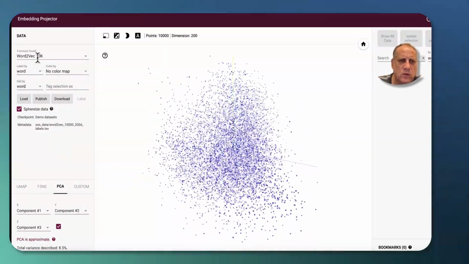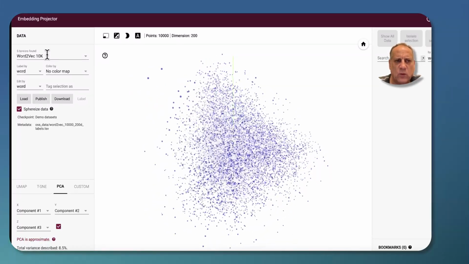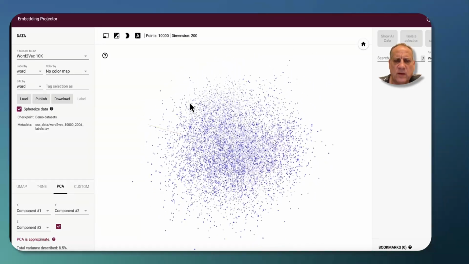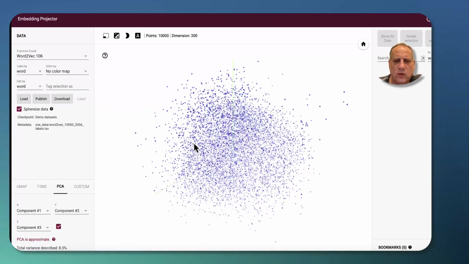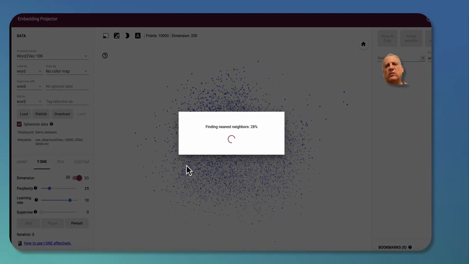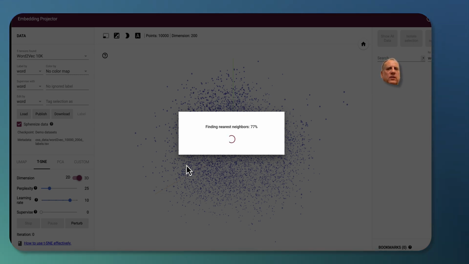So this is the 10,000 words in Word2Vec, and this is just PCA. You can see that the PCA doesn't really tell you much, although you can see some relationships here because it is the Word2Vec: disk, protein, optical disk, compression, graph. They're somewhat related. But t-SNE gives you a better representation of how it looks in this space.